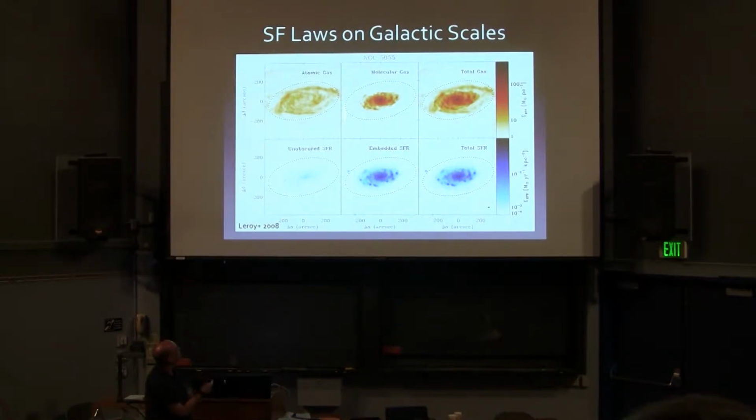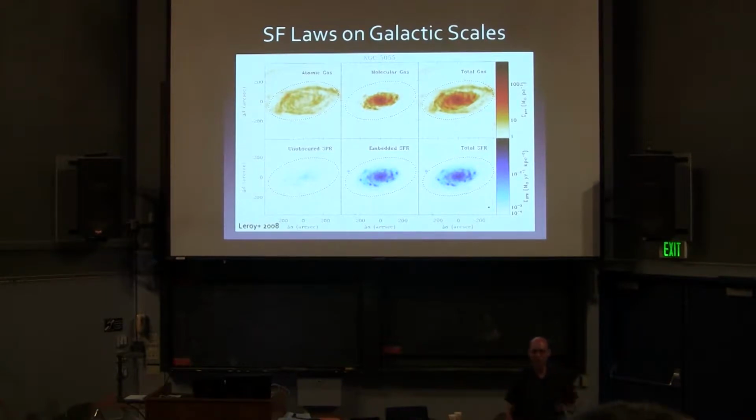Here's a map of this galaxy in HI, the 21 centimeter line. Here's a map in molecular gas as traced by CO. That's just the sum of the two. On the bottom here are tracers of star formation. Unobscured star formation is traced by ultraviolet light. Embedded star formation is traced by infrared light, where what you're really seeing is dust grains that have been heated up by the gas. And then again, the sum of those two maps.